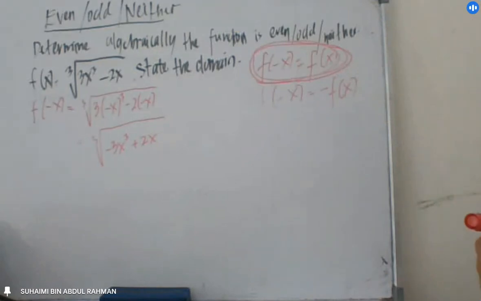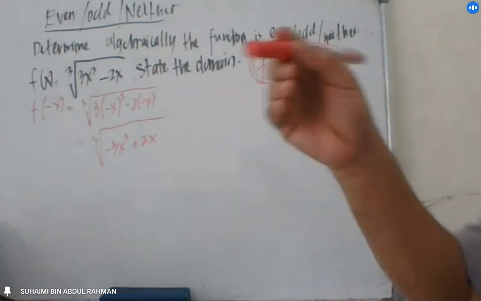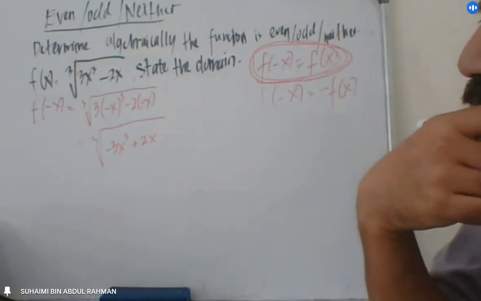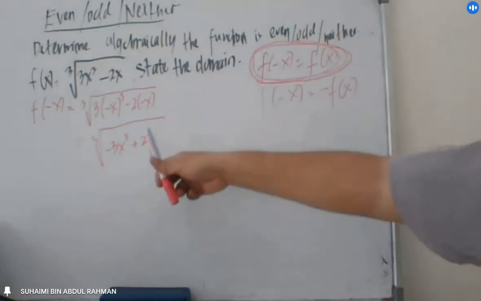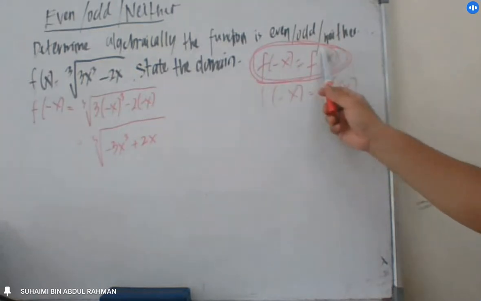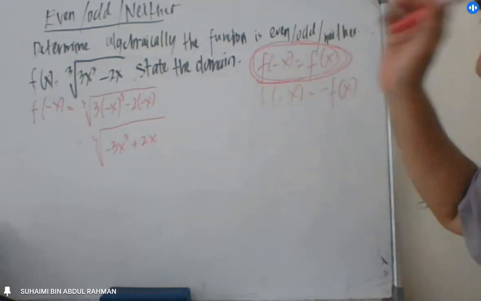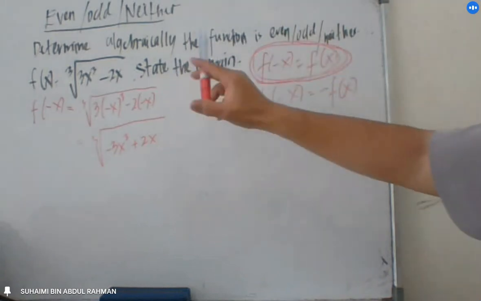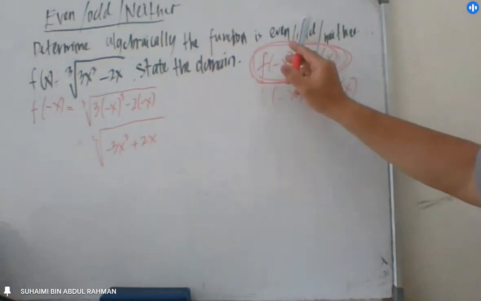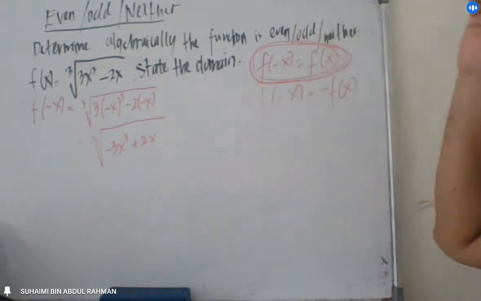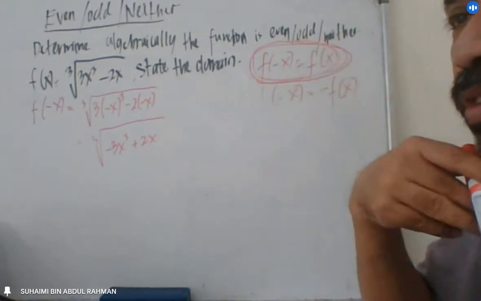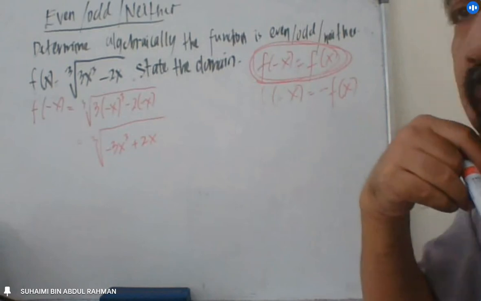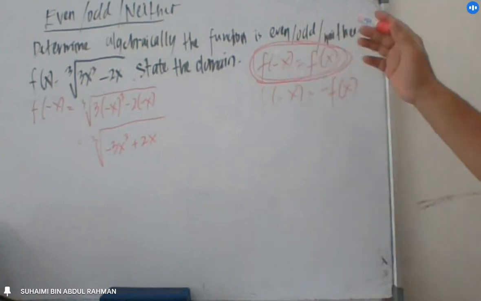Is it the same or not as f(x)? No, sir. Not the same. So we cannot say that it is an even function. If it's not an even function, we have to test whether it's an odd function, because not necessarily that when not even it is going to be odd. Not necessary. Can be neither.